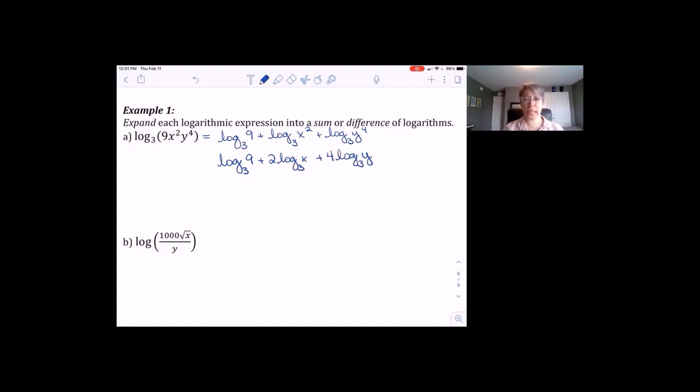Notice you have a base 3 and an argument of 9. There is an exponent. 3 squared gives us 9. So this entire logarithm can be replaced with the number 2. So we get 2 plus 2 log base 3 of x plus 4 log base 3 of y.